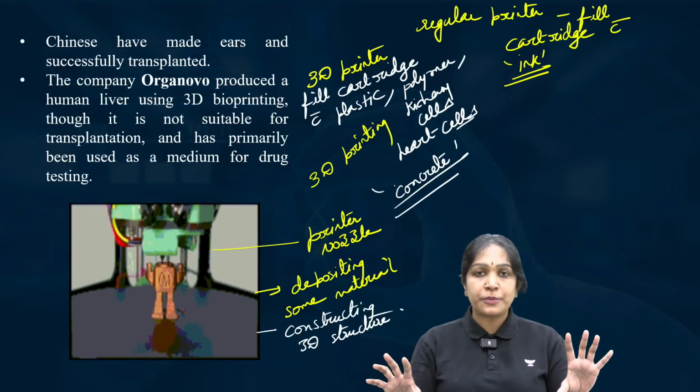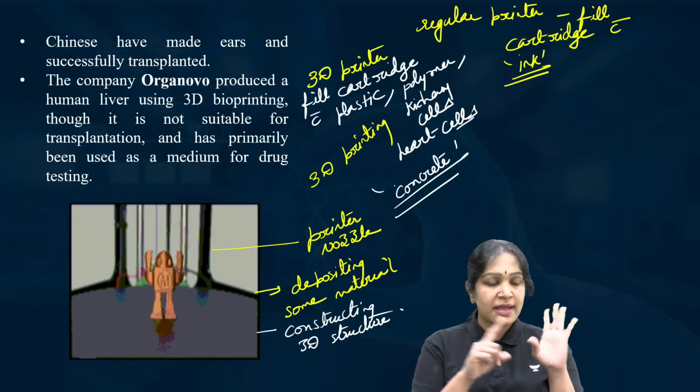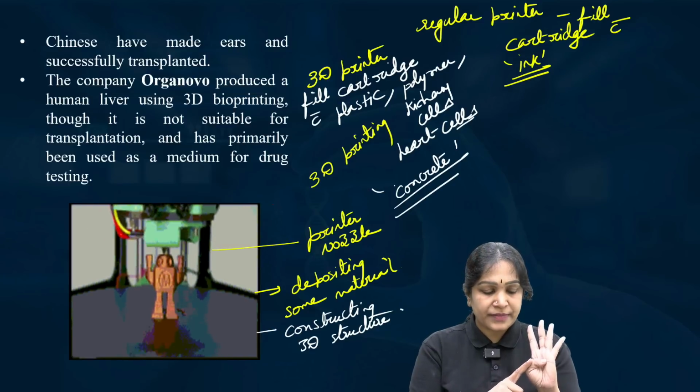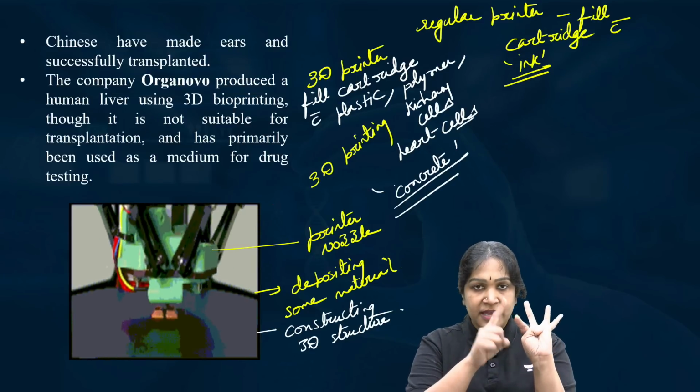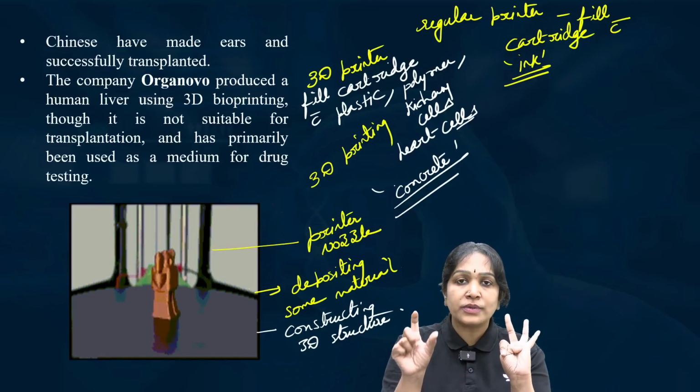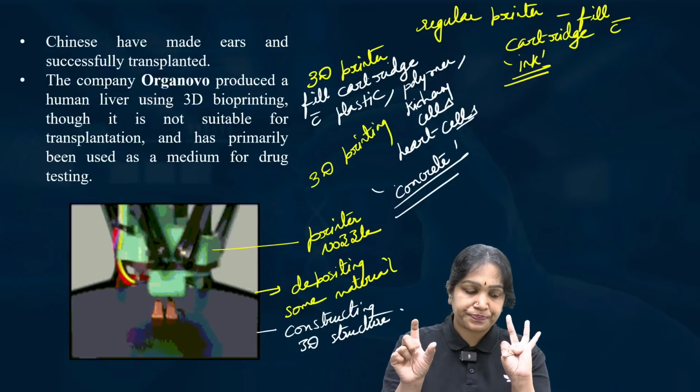I repeat the total procedure. I want to print out my heart. Then take the CT scan or MRI. I will get the 3D image of my heart. Then give it to CAD software, computer aided design software.